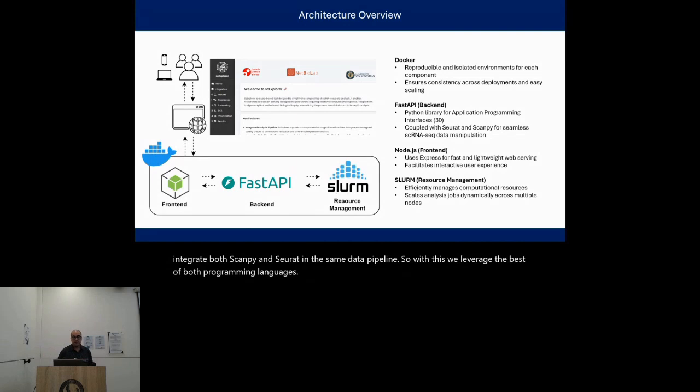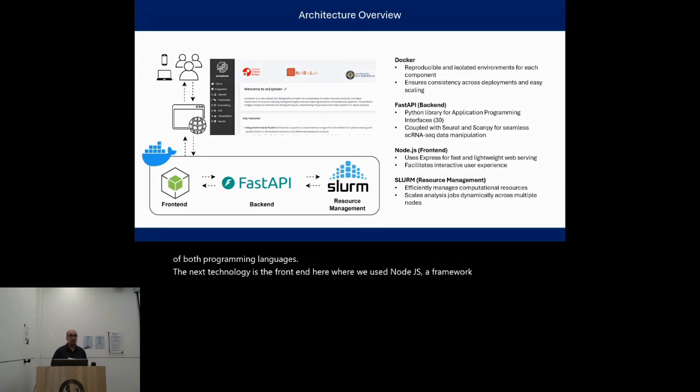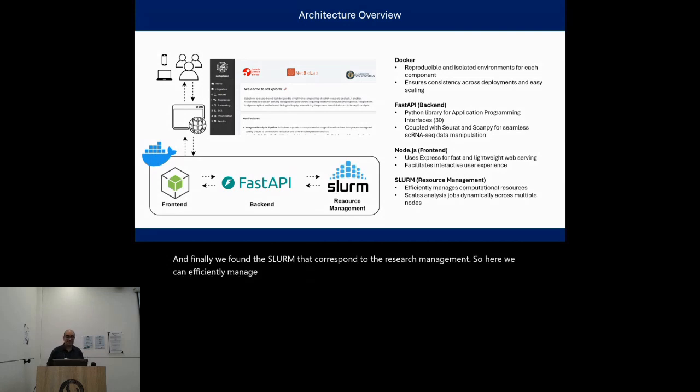The next technology is the front end. Here we used Node.js, a JavaScript framework, in order to create the graphical user interface that you will see later. And finally, we find Slurm, which corresponds to the resource management. So here we can efficiently manage computational resources and scale analysis jobs dynamically across multiple nodes. All these components create a scalable and user-friendly platform that reduces the gap between computational methods and biological research.